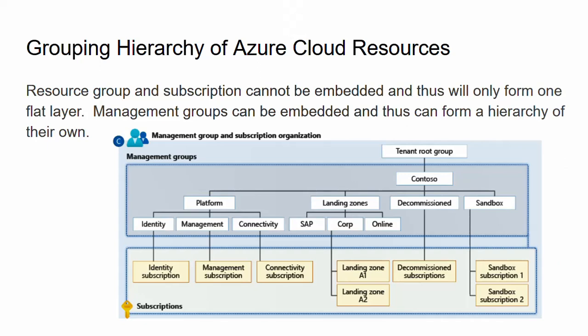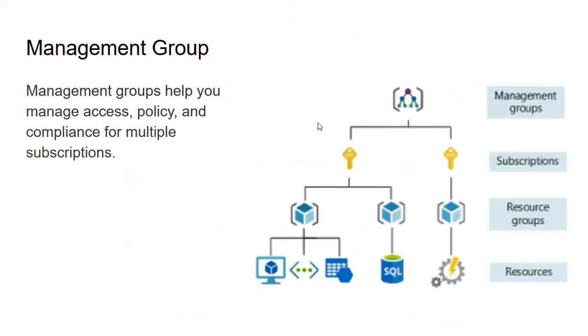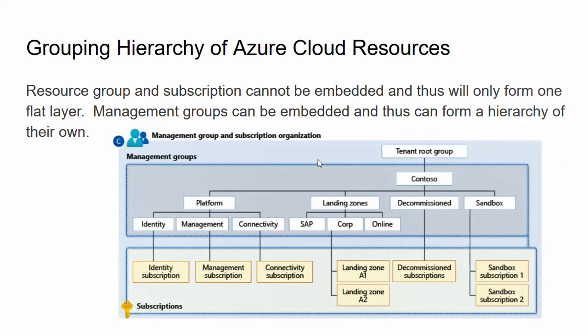This will be: a resource belongs to one resource group. Each resource group belongs to one subscription, and the subscription goes to a management group. There's no embedding, no complex infrastructure, no complex hierarchy structure.